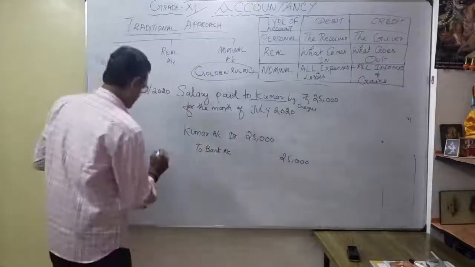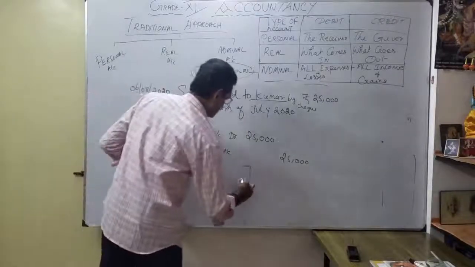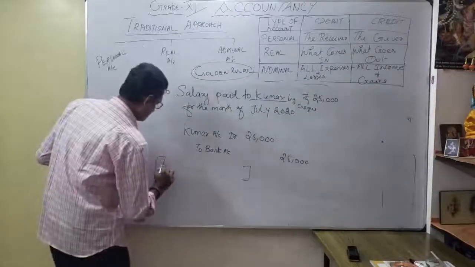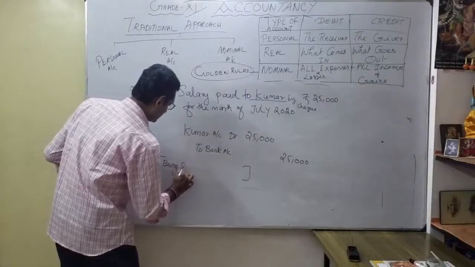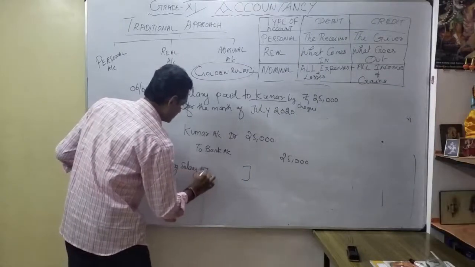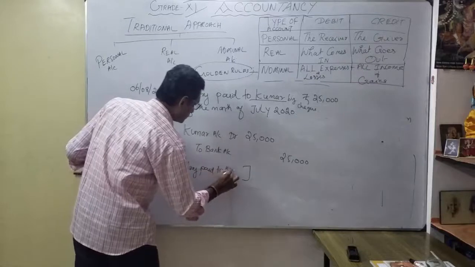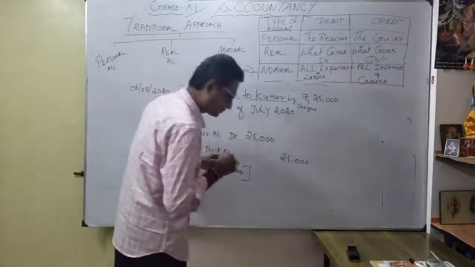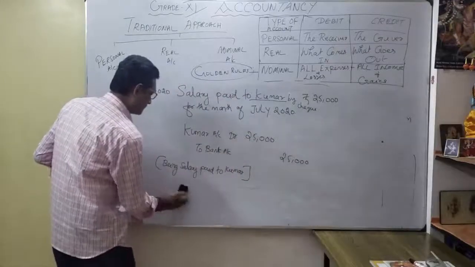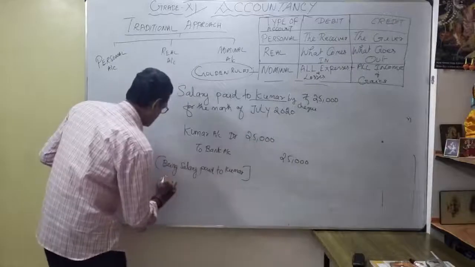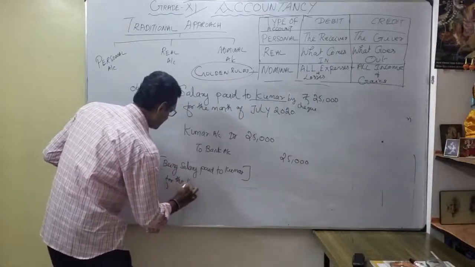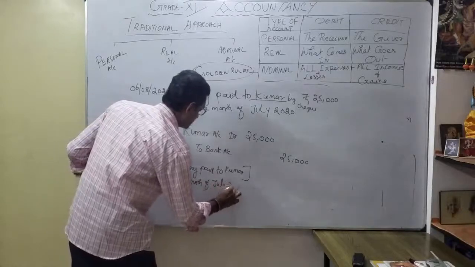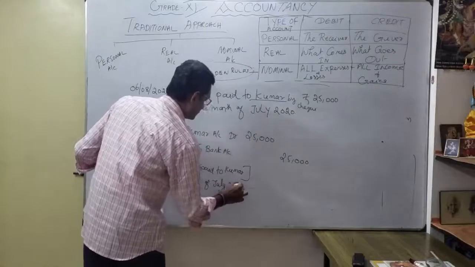So here you even have to write the narration. Okay, narration, what do you have to write? Being salary paid to Kumar for the month of July 2020. See, that's what you simply have to write.